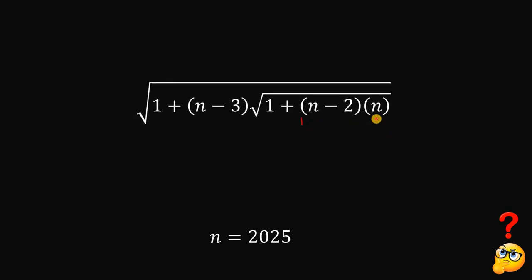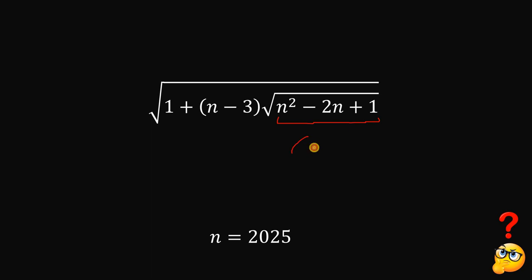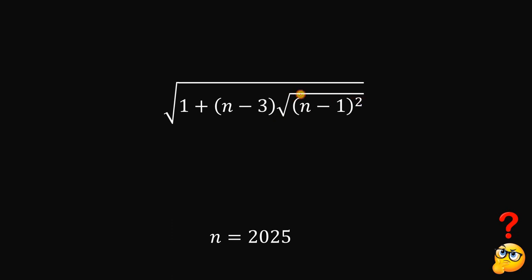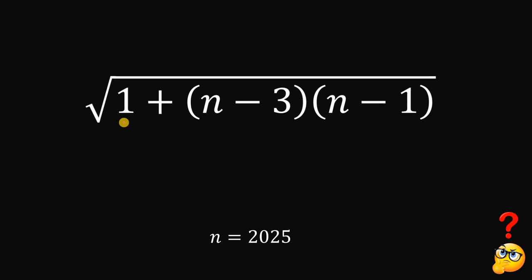Alright. Now, let's focus on this product. We have here n minus 2 multiplied by n. If we distribute n, we get n squared minus 2n. Now, rearrange some terms a little bit. So, we have n squared minus 2n plus 1. And n squared minus 2n plus 1, if we factor this out, we have n minus 1 raised to the power of 2, or this is just a perfect square trinomial. Again, we have a square root and squared, cancel out the square root and squared, so this is just n minus 1.